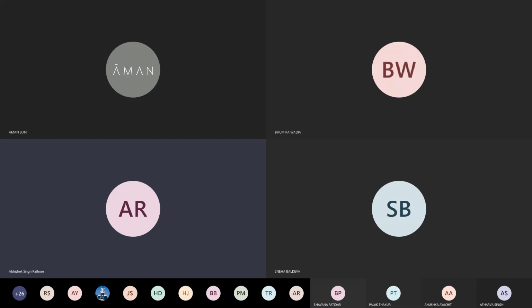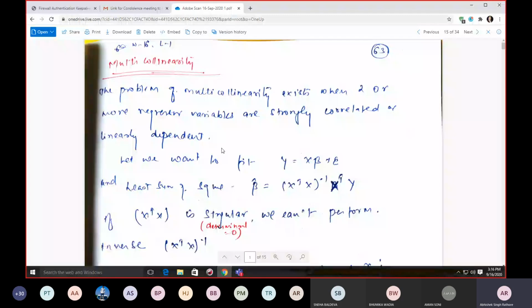In the last class, we were at multicollinearity. I suppose my handwriting is readable. Fine. So we are going for multicollinearity. So what is multicollinearity? Multicollinearity is just a problem.